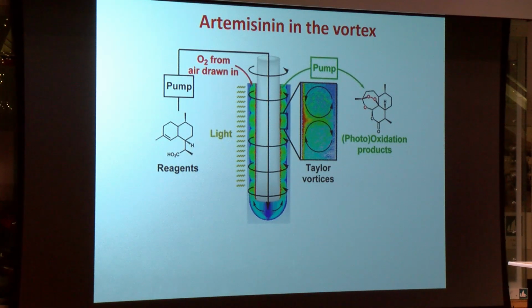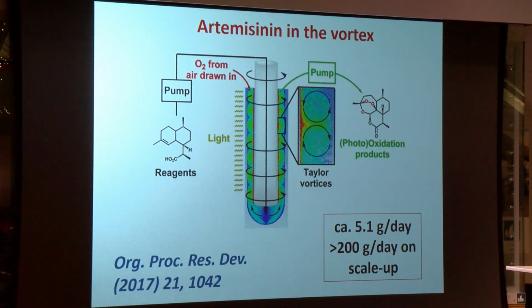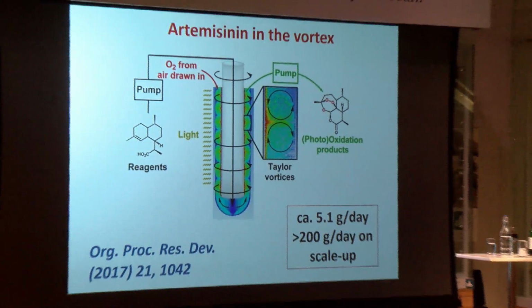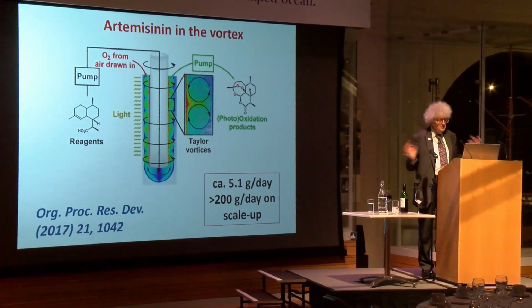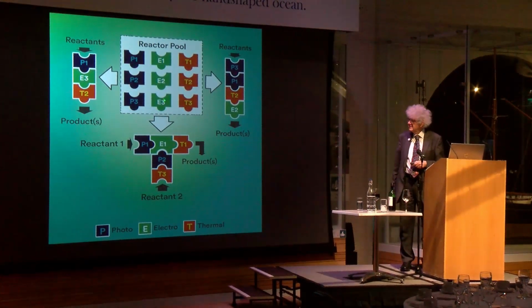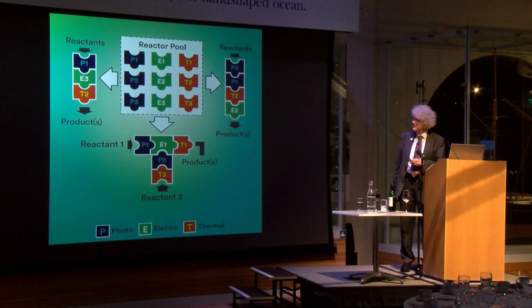And of course, we tried it with Artemisinin, and in our prototype for a small reactor, we can make about 5 grams a day, pumping the thing continuously, but now we've scaled it up to more than 200 grams a day.